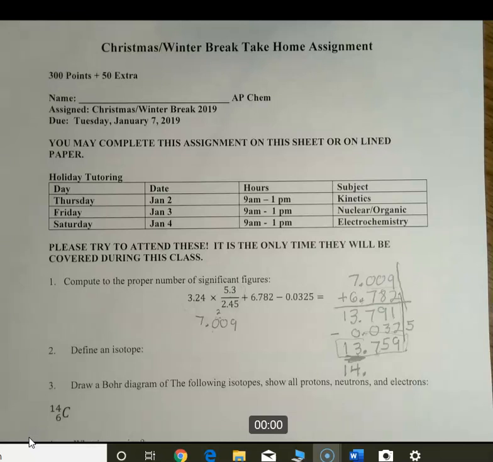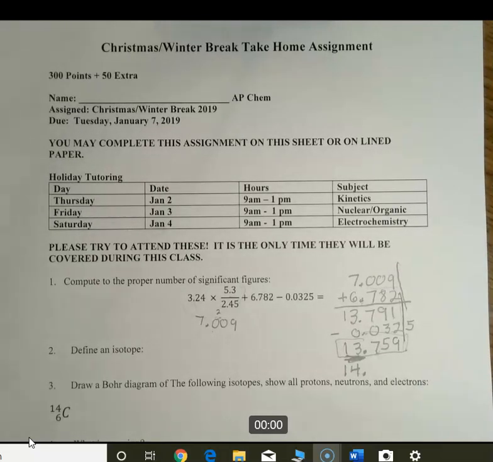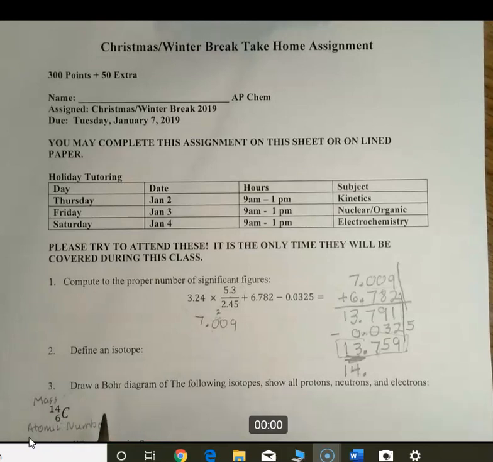All right, draw a Bohr diagram of the following isotopes showing all protons, neutrons, and electrons. Well, I just gave you one to do. So if we do that, what is this? This is the atomic number. That's the number of protons. And this is the mass number. Atomic mass is the average of all. That's what you see on the periodic table. It's the average of all of the isotopes. This is a very specific isotope, and so this actually is a whole number.